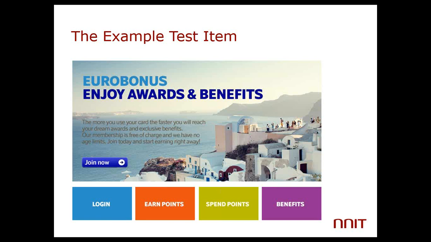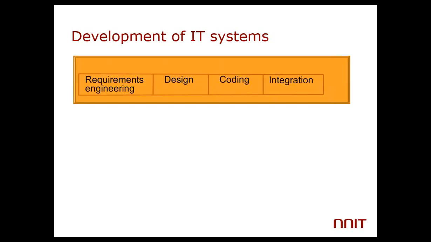Now, what I'll do before I jump into testing is just give a few minutes to what the development of IT systems is about. I usually talk about the building blocks shown here: requirements engineering, design, coding, and integration. Those are the activities that you have to go through when you develop something. And if we order them as they are ordered here, it's what we traditionally called sequential development. You do the requirements, you do the design, you do the coding, the integration, and there you have the system.